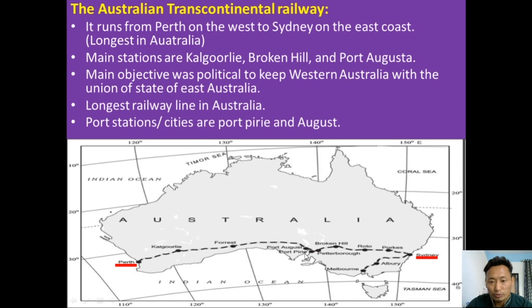These two seaports are located in a gulf. Gulf means a particular water body covered by land on three sides, opposite to a peninsula. The gulf is called the Gulf of Spencer. Here we have two seaports. These two seaports are connected by this particular railway line, that is the Australian Transcontinental Railway Line.